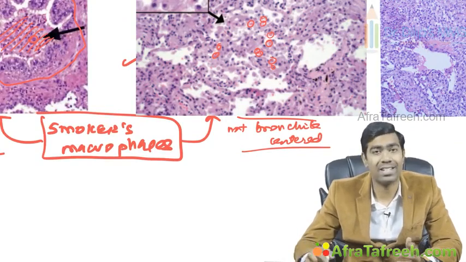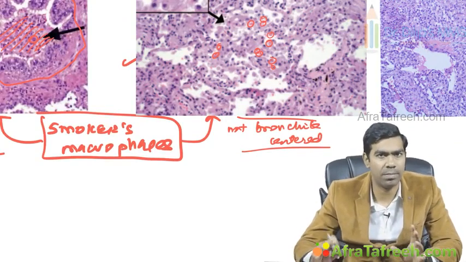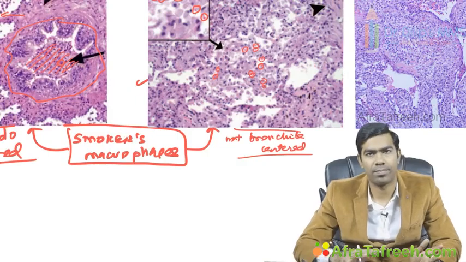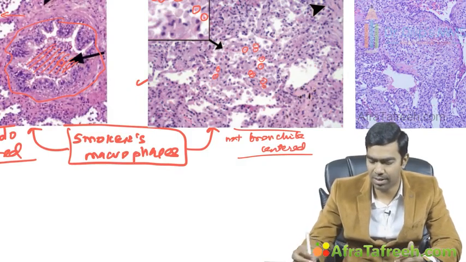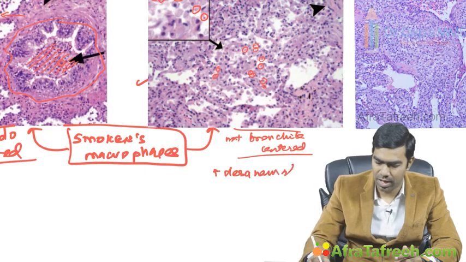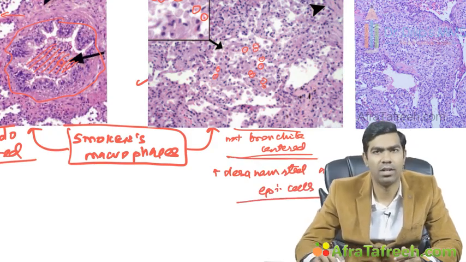It will be interstitial based mostly. It will not be typically bronchiole centered. Clear? So this is the major difference between a RBLD versus DIP. At the same time, you will see additionally desquamated alveolar epithelial cells. So that's the reason it's called desquamative interstitial pneumonia.